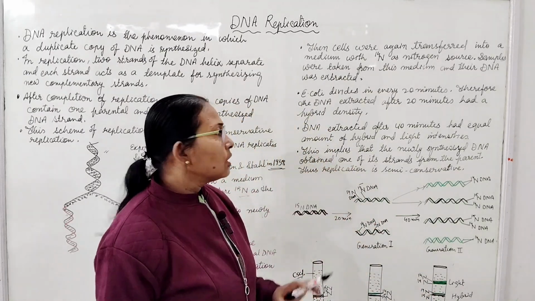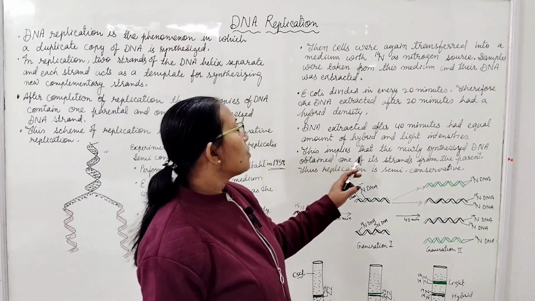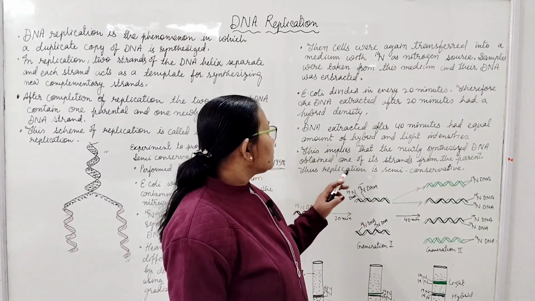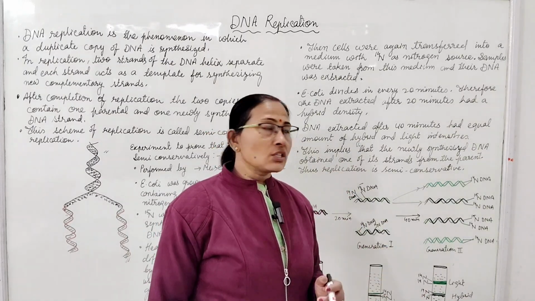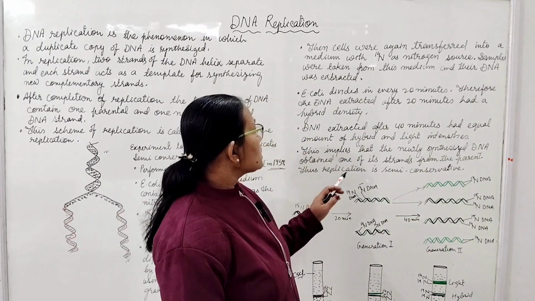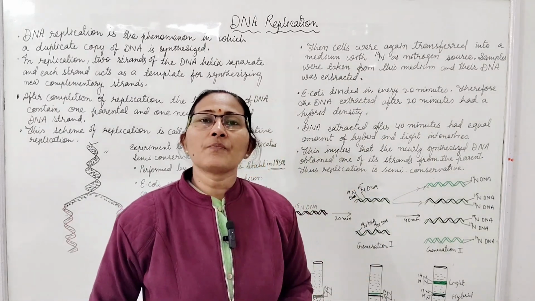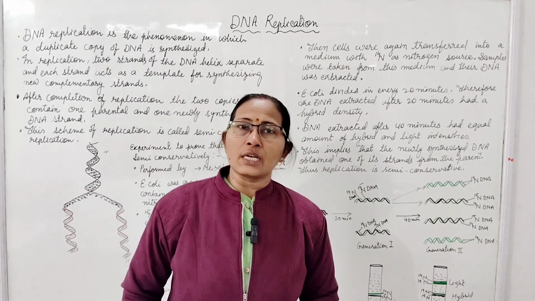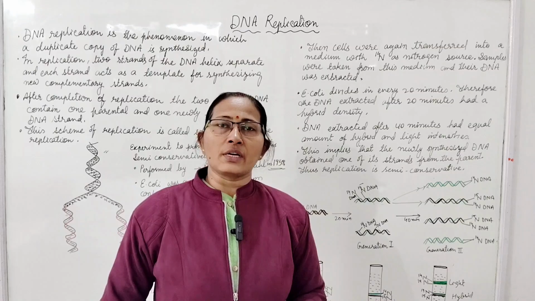This implies that newly synthesized DNA obtained one of its strands from the parental strand and one is newly synthesized. Thus replication is semi-conservative. So this is about DNA replication and the experimental proof that DNA replication takes place in a semi-conservative way.